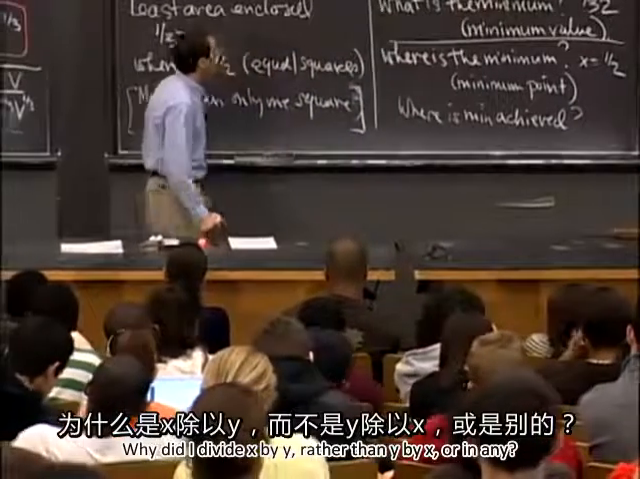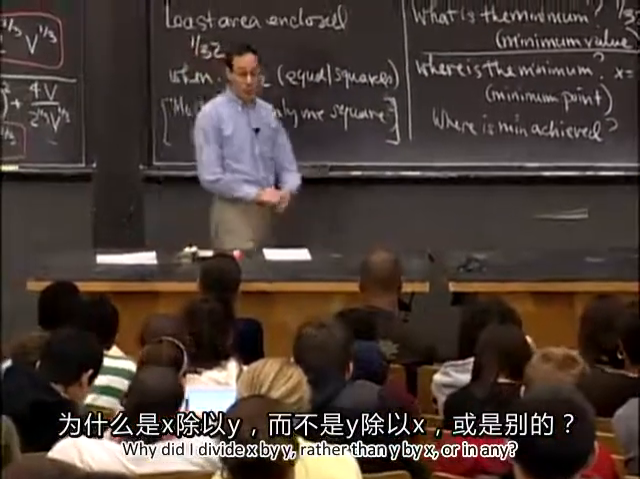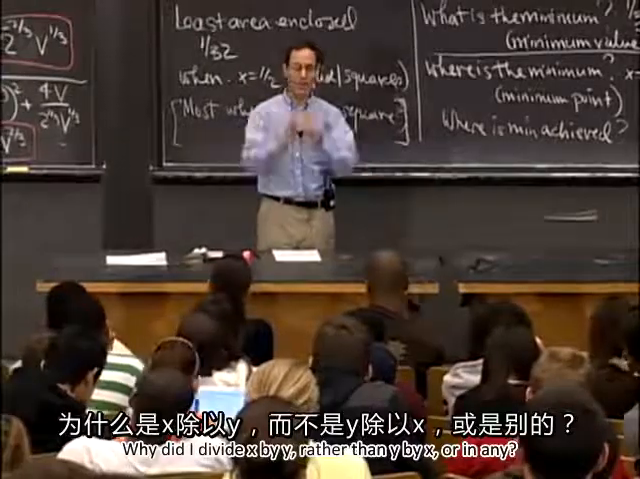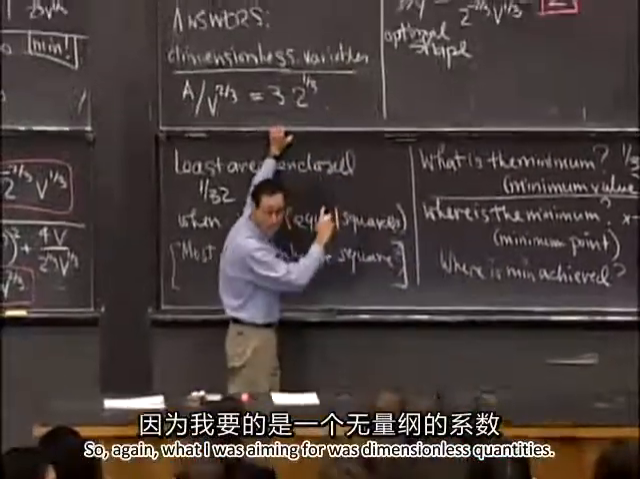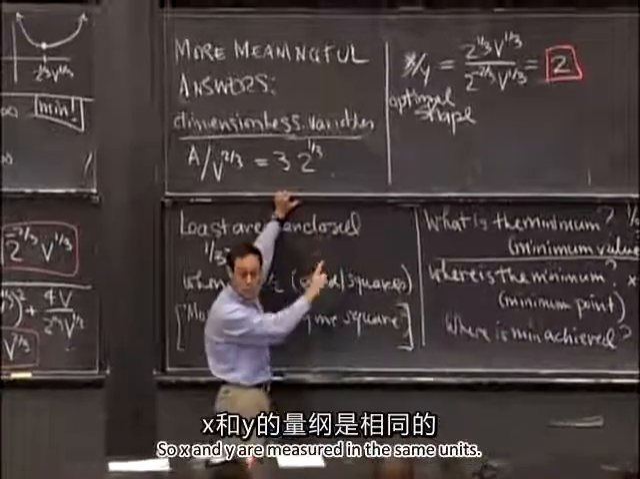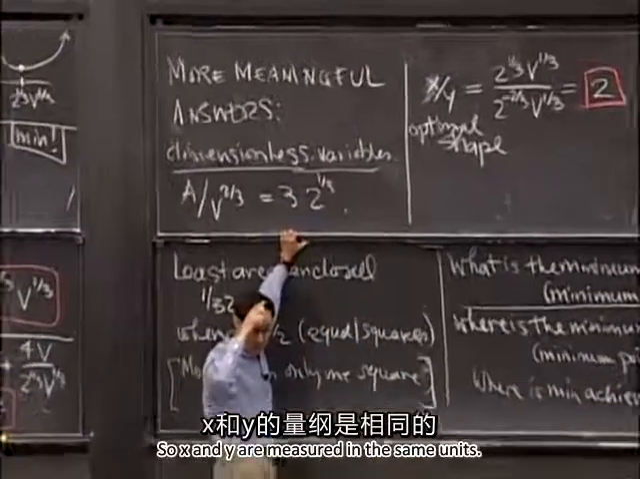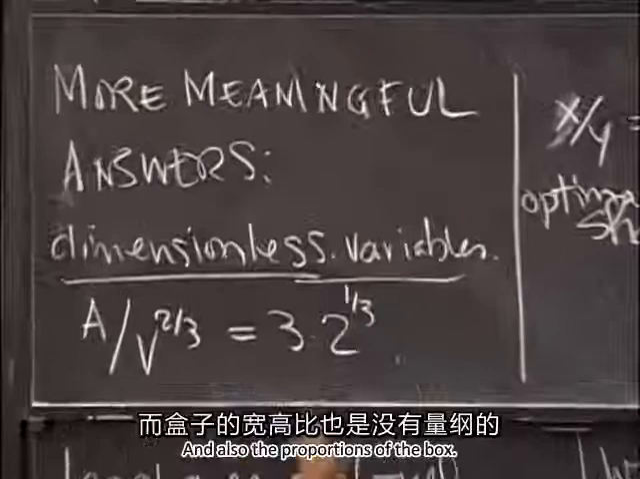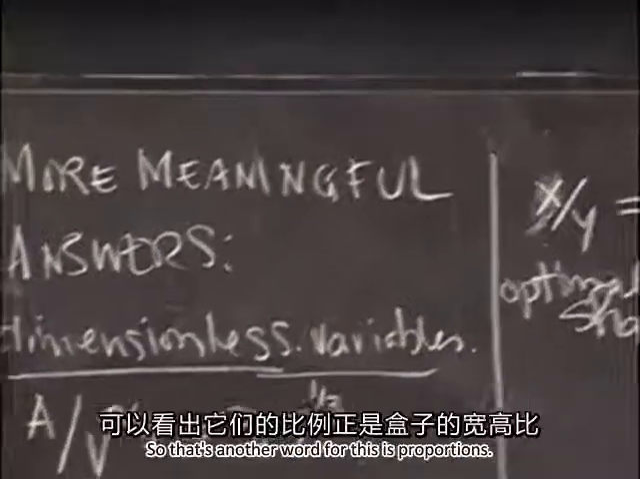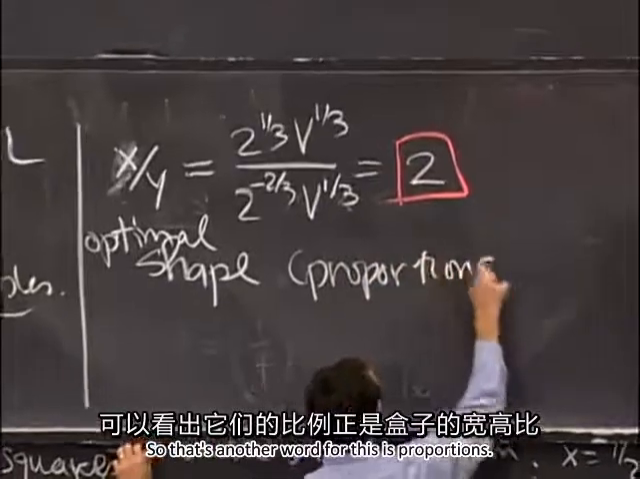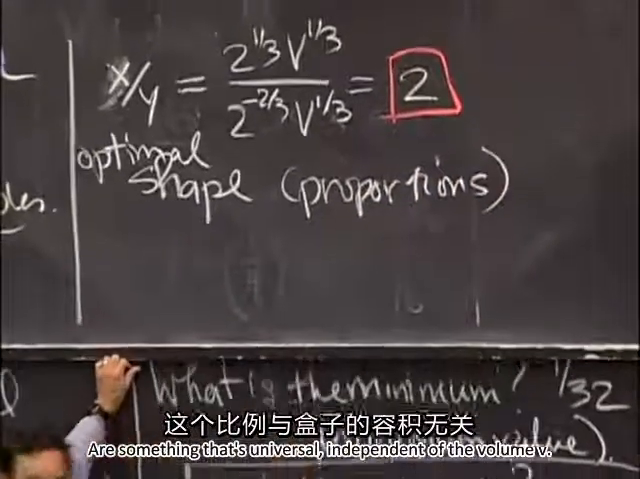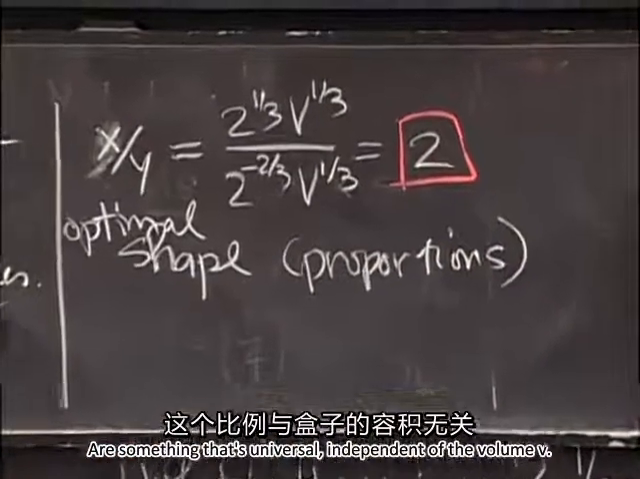Why did I divide x by y, rather than y by x? So again, what I was aiming for was dimensionless quantities. So x and y are measured in the same units. And also the proportions of the box. So that's another word for this, is proportions. Are something that's universal, independent of the volume V.